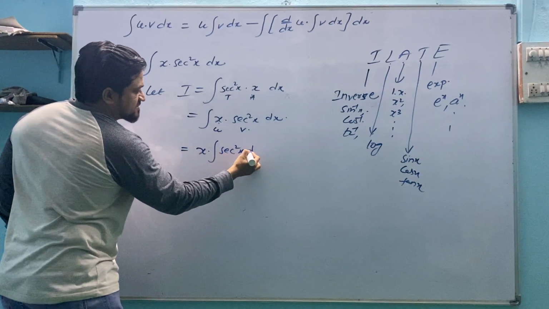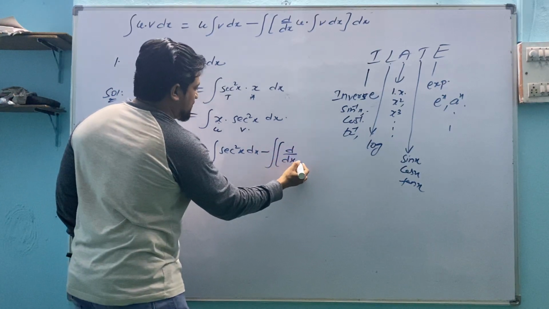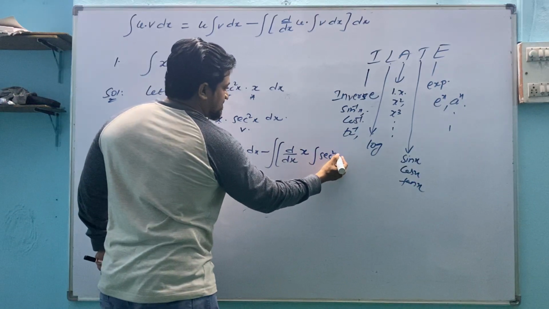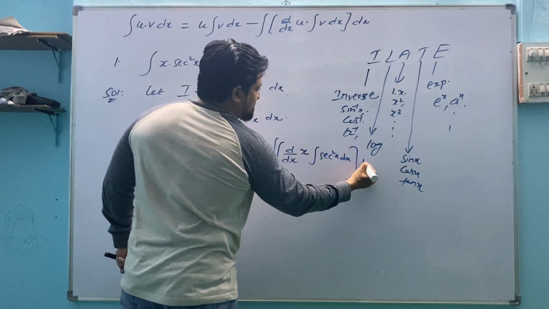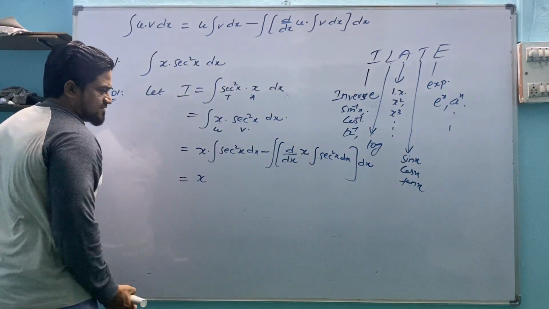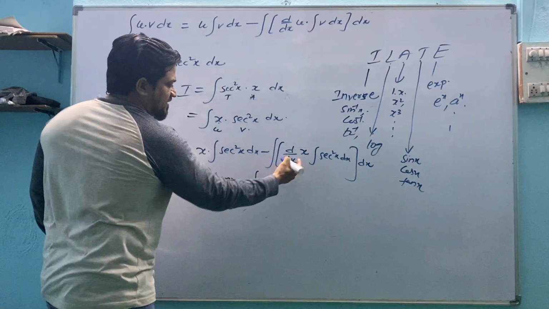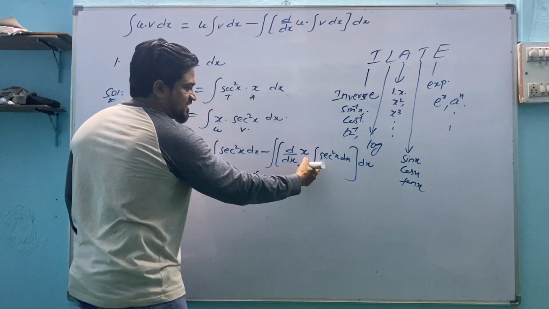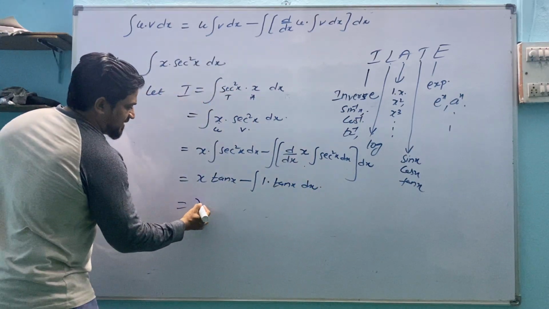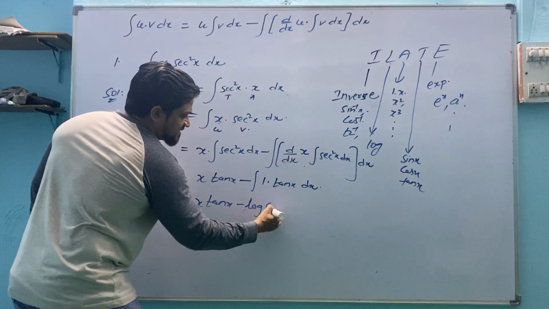u integral v dx minus integral, bracket, d by dx of u, integral v, bracket close, dx. Now substitute the formulas. Integral of secant square x is tan x. Derivative of x is 1, and the integral stays as it is, with tan x in the bracket, dx. Now at the end we have one integral tan x dx, which is log mod secant x plus c.